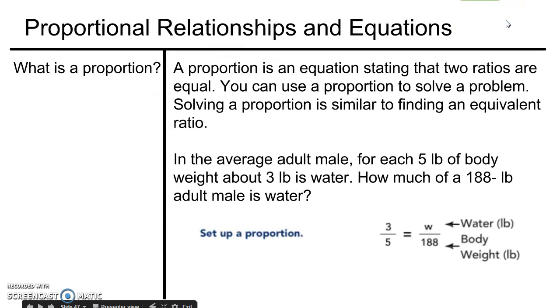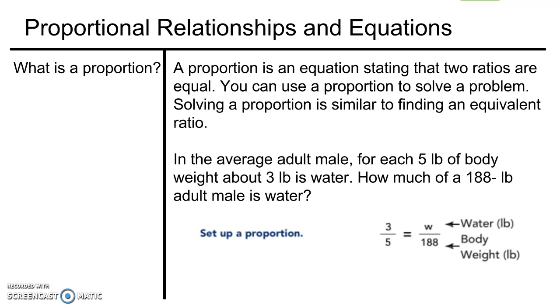Okay. We can also set up and solve proportions. This is kind of a different take on proportional relationships. So we've learned how to tell if a table, a graph, and an equation are proportional. We can also determine if two ratios are proportional. They're equal to each other. So a proportion is an equation stating that two ratios are equal. You can use a proportion to solve a problem.